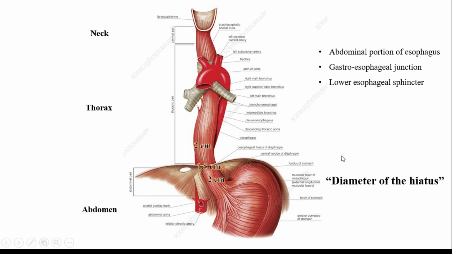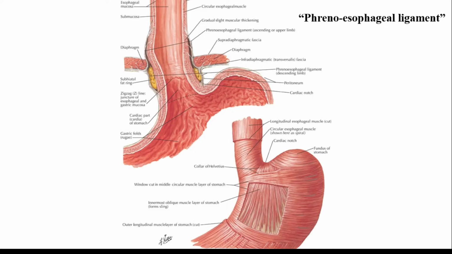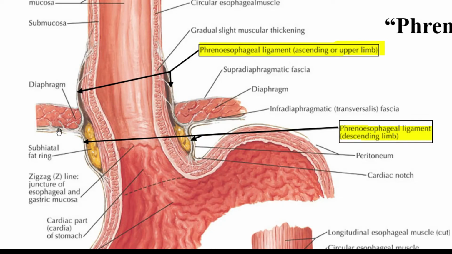The second important factor for maintaining this condition is the phrenoesophageal ligament, and from the name you can understand that there's a ligament which actually anchors the phreno, that means the diaphragm, with the esophagus. So let's see, these two are the upper phrenoesophageal ligament, and these two are the lower phrenoesophageal ligament. You can see that this is the diaphragm, and these ligaments are anchoring the esophagus with the diaphragm. That is why these ligaments are known as the phrenoesophageal ligament. There are two upper phrenoesophageal ligaments and two lower phrenoesophageal ligaments. So they actually keep the esophagus in its anatomical position, and the esophagus cannot move from its original position.